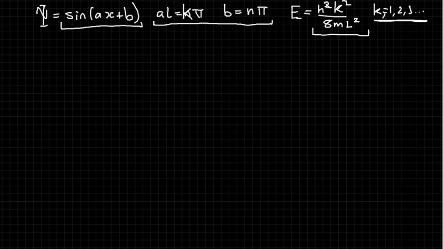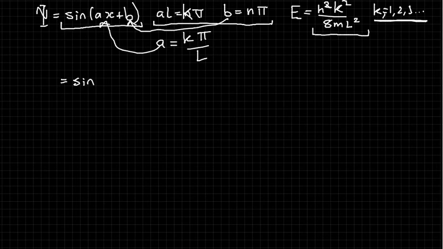So what is now our wave function? All we need to do is rearrange this, kπ divided by L, and we just put A in here, and we just put B in. So it's really quite simple. We find that we've got sine of kπ over L times x plus nπ. And so this is our wave function.